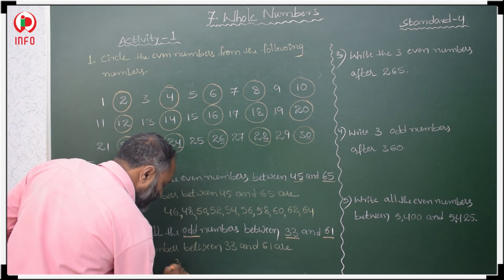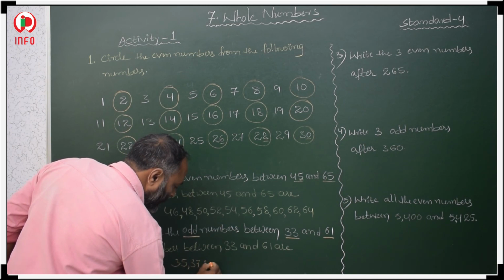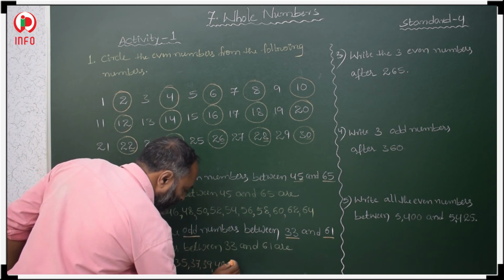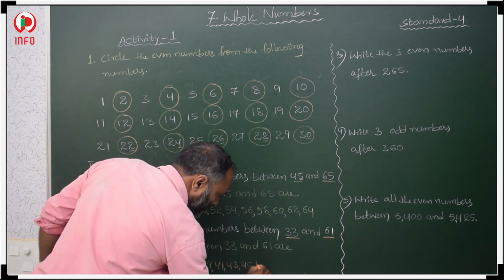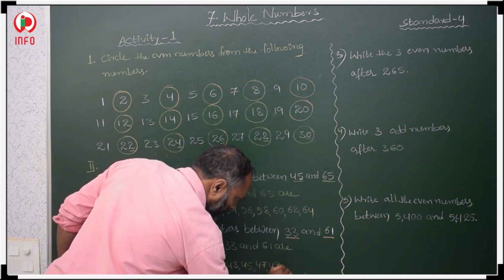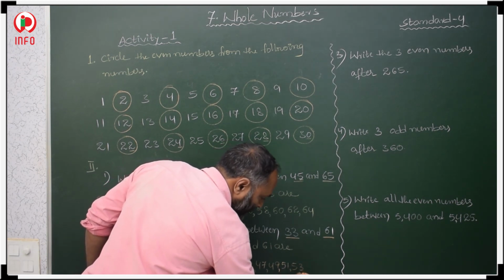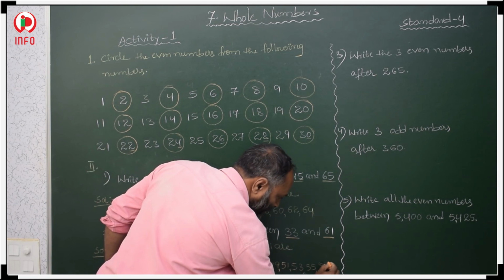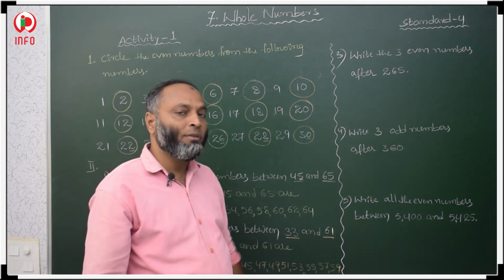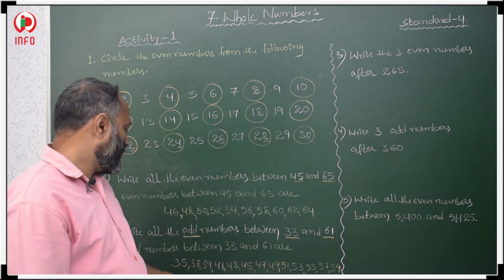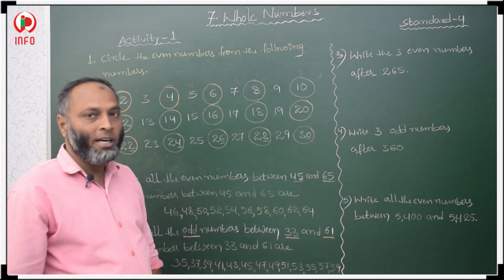So, 35 next, then skip counting by 2s: 37, then 39, then 41, then 43, then 45, then 47, then 49, then 51, then 53, then 55, 57, 59. After that 61. Don't take 61. In between we have to take. Till 59 we have to write. All these are odd numbers between 33 and 61.